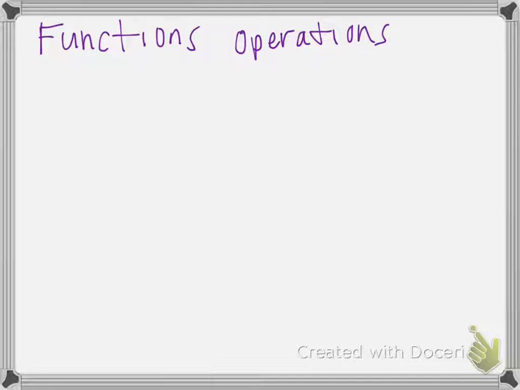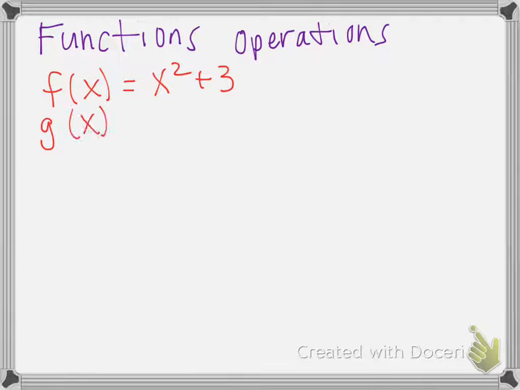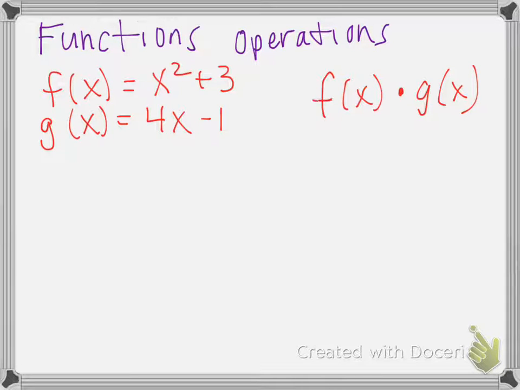The one I'm going to show you is where to multiply 2 functions. So you're going to have 2 functions. Let's say one is f of x, and that's x squared plus 3. And another is g of x, and that is 4x minus 1. And they want you to multiply f of x and g of x together. So you could do the box method here. You could FOIL, whatever you're most comfortable with.